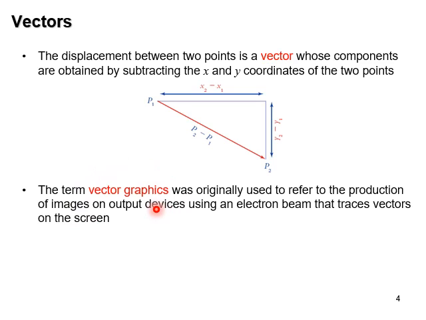The term vector graphics was originally used to refer to the production of images on output devices using an electron beam that traces vectors on the screen. We will discuss this later on in the course, but let me explain. In old TV sets, I don't know if you have seen them before, this is how they look. If you look at a side view of a TV set, it looks like this, where this is the screen. It's like a big box that has the screen in the front, and then we have something in the back, which is shown here.